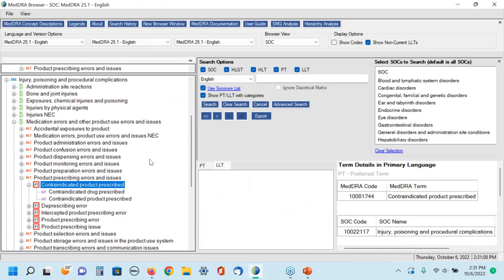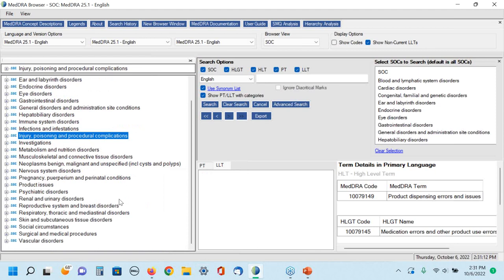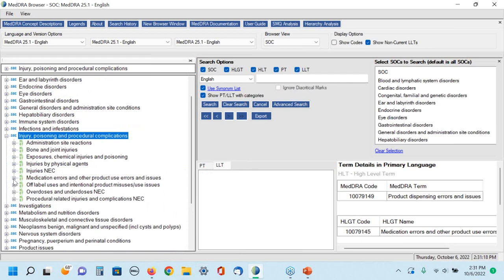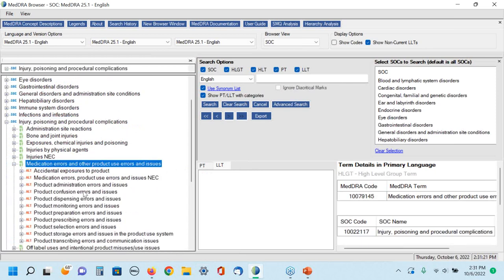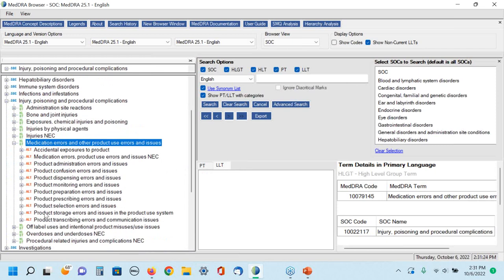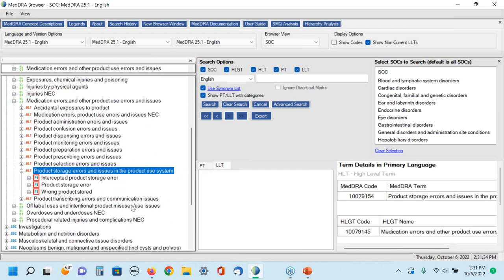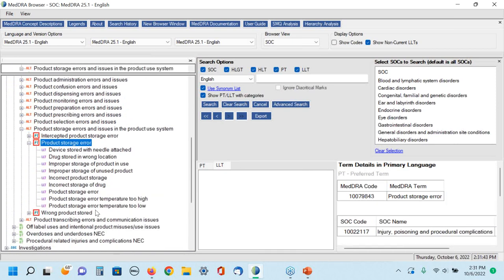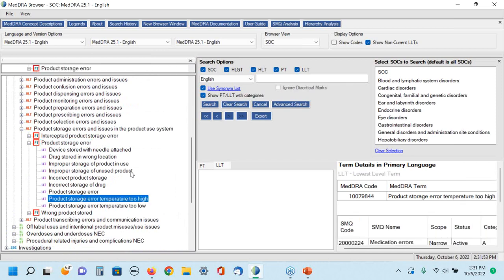And so what we're going to do now is go into the browser and, for this last one, try to figure out where we would go. I think this is a medication error. So again, I'm going here and I'm going here. And now I've got a list of places where I can go, including product storage errors and issues in the product use system, or medication use system as I described it to you. When I open this up, I get a bunch of PTs, including product storage error. And when I open those, I now see a list of terms, including one that says what? Product storage error, temperature too high. That's the LLT that I like.